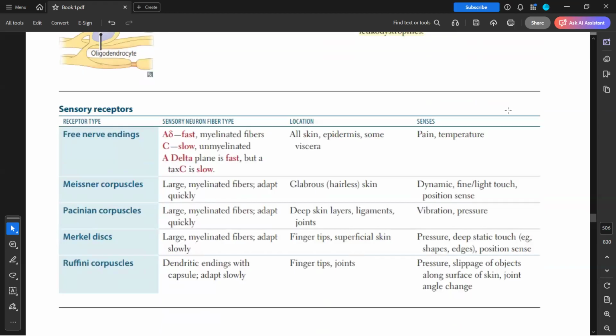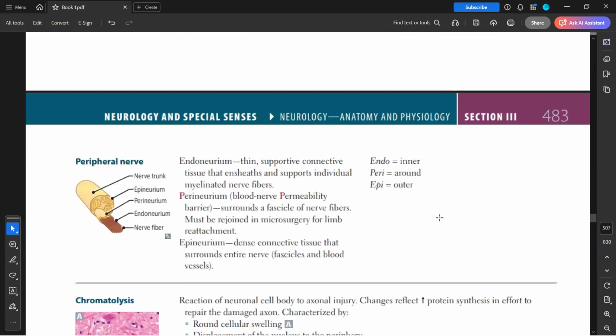Now we have sensory receptors. Sensory receptors are quite a lot. Now let's go through them one by one. We have free nerve endings, Meissner corpuscles, Pacinian corpuscles, Merkel discs, and Ruffini corpuscles. So sensory neuron fiber type, their location, the senses. We'll get into this later.